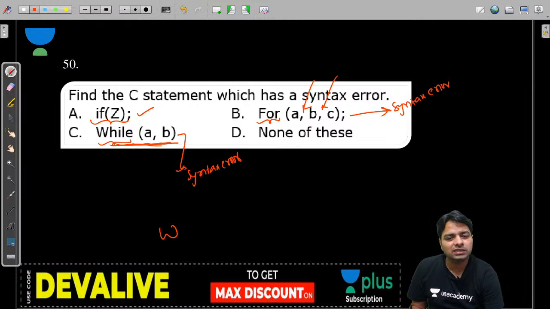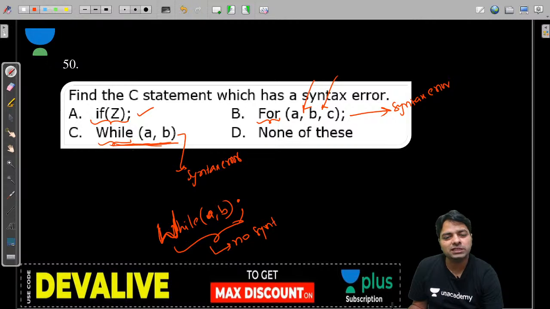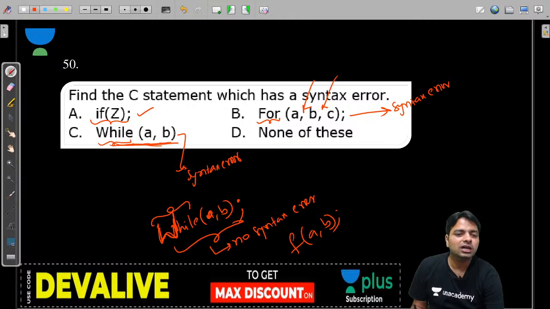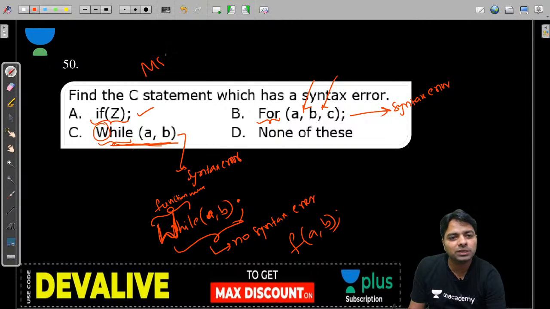Just writing it, the identifier while of A comma B looks like a function call. It's not a keyword, it's a capital letter, uppercase, right? At least you should have a semicolon. This is no syntax error because this matches a function call like f of A comma B, because this is not a keyword, because W is uppercase. Okay, so this looks like a function name, but the semicolon is missing. That is the reason option C, it is also MSQ.